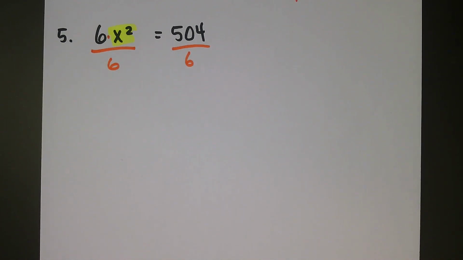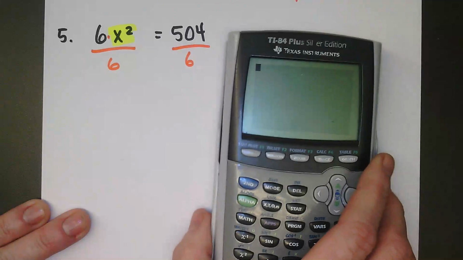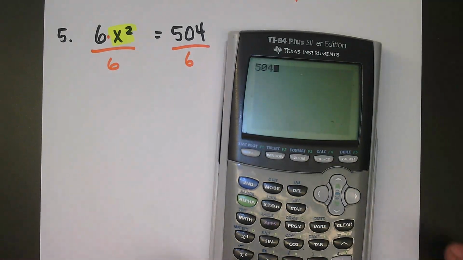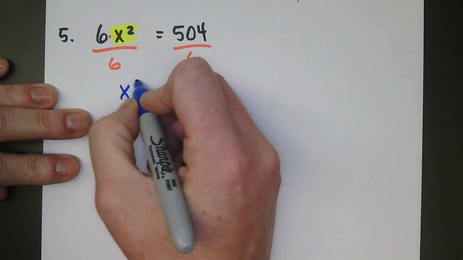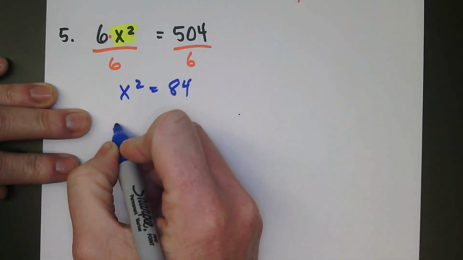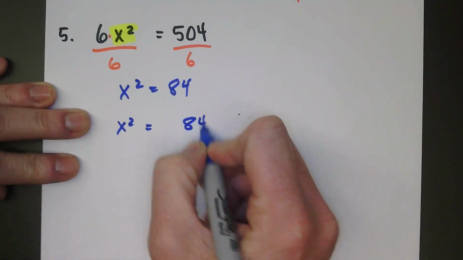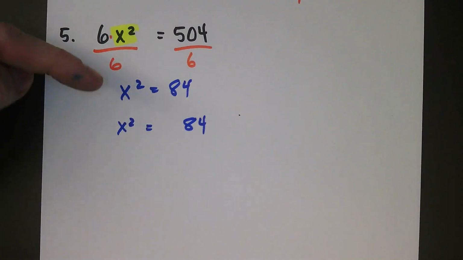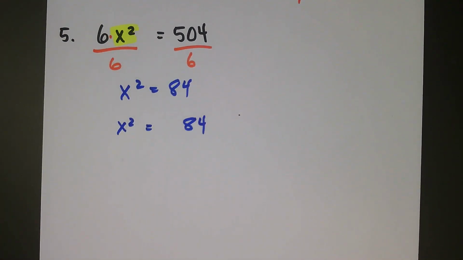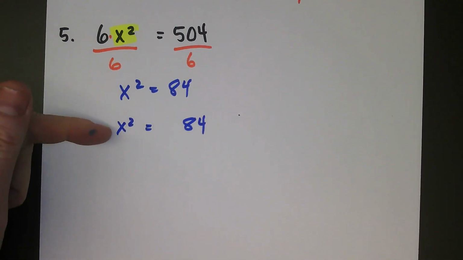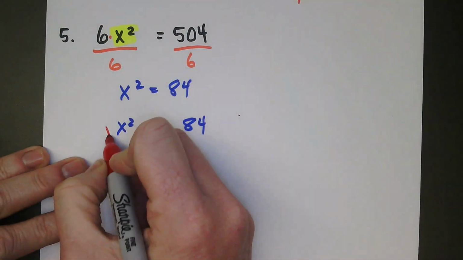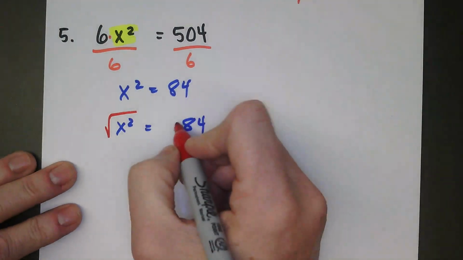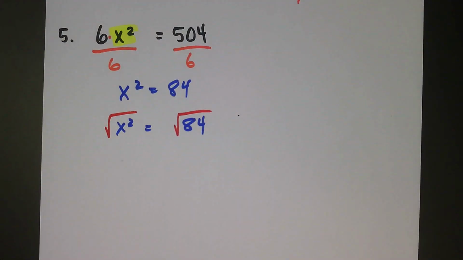Now, these numbers aren't too bad, but most people want to use a calculator for division at this point, and that's okay. So we'll do 504 divided by 6, and we're going to get 84. All right, so we now have x squared equals 84, and I'm just going to rewrite it so it's very clear what I'm doing to both sides, because this now has the x squared isolated, but my solution is going to be x equals a number, so I have to undo that square. In order to undo the square, I'm going to do the square root. So I have to do that on both sides, just like I had to divide by 6 on both sides.